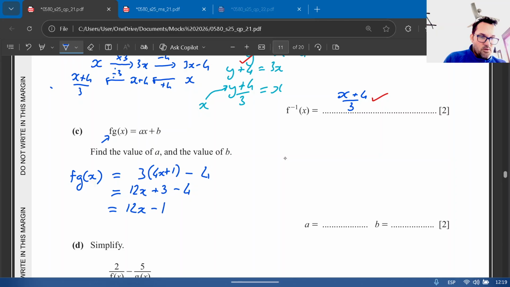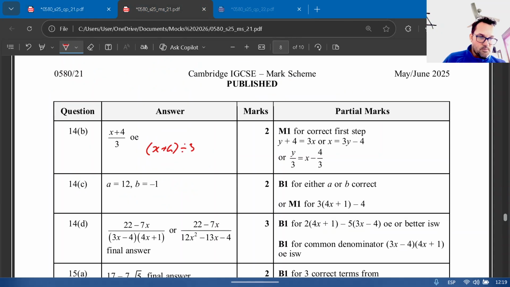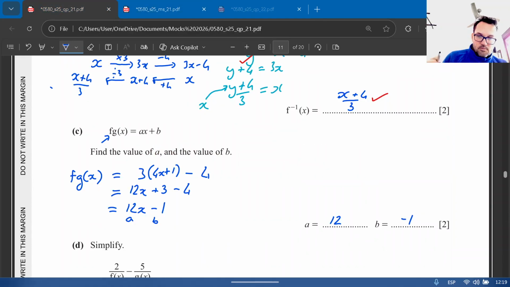So you can see what's in front of the x, that is a, and what comes at the back, that is b. So a being 12, b being minus 1. Right. So this is 2 marks. 1 mark each, but if you get this wrong, screw it up, you get 0. You get 1 mark for doing this. Okay, so show your working out, you never know.